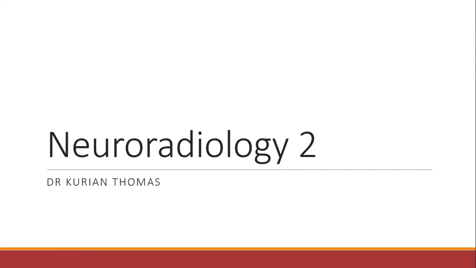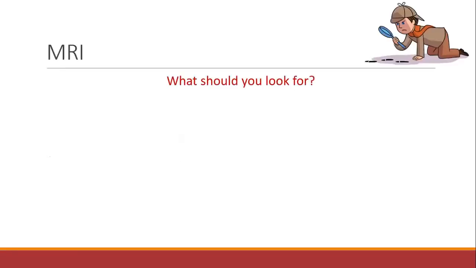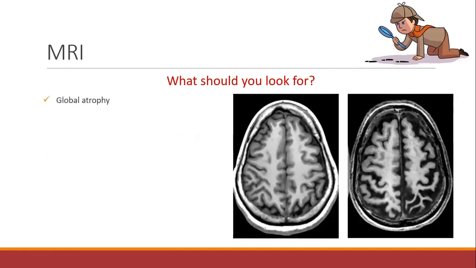So we will be covering dementia, Parkinsonism and other movement disorders today and the rest of the topics in the third session. So first of all, dementia. If you have a patient who comes to you with dementia and you have a basic MRI, what are the things that you should look for? In MRI, you should look for global atrophy.